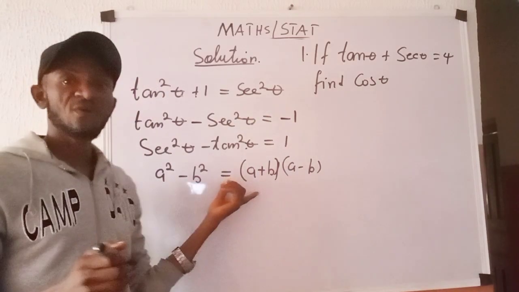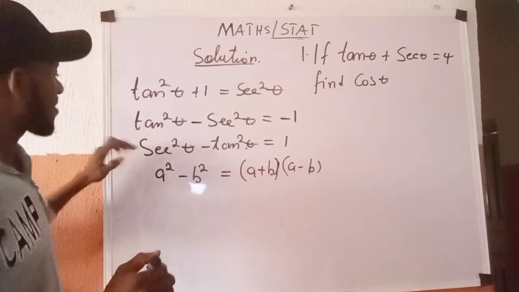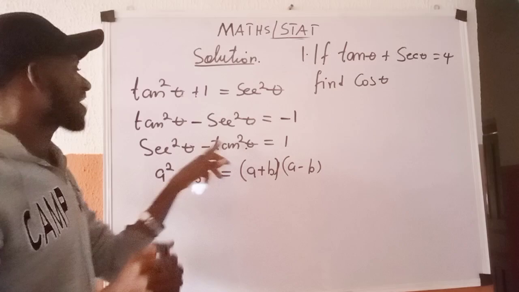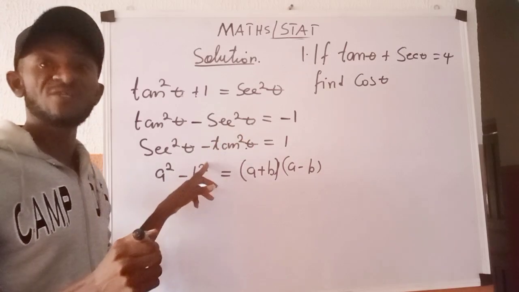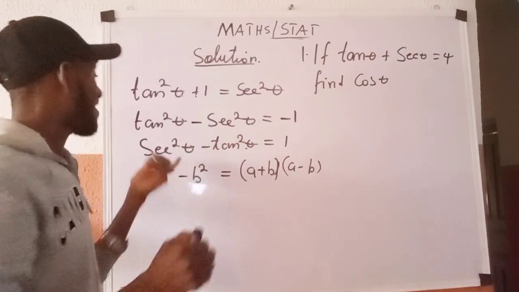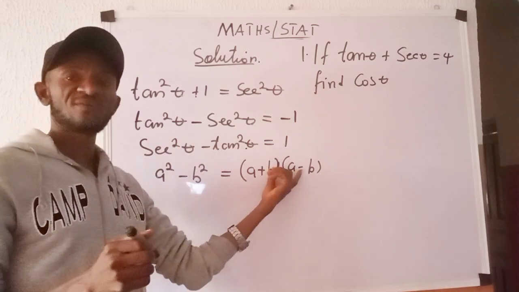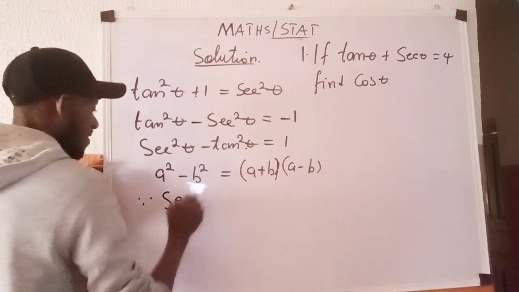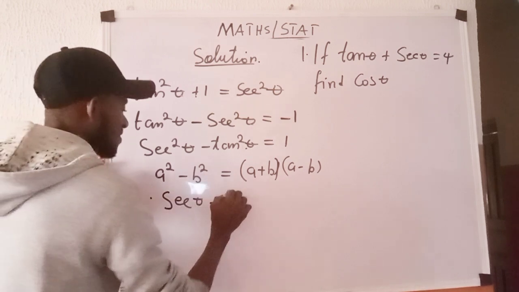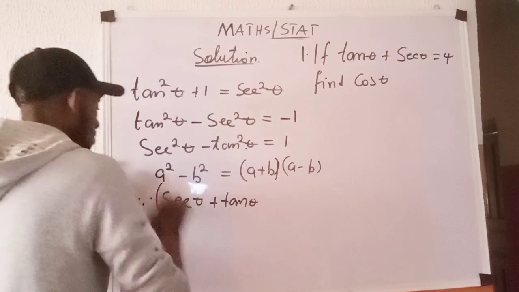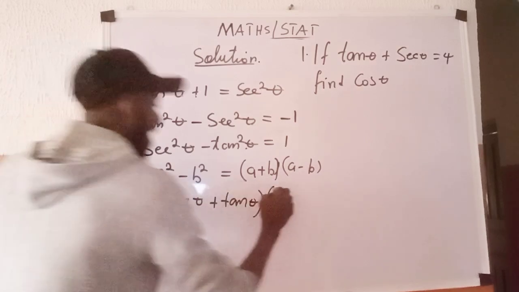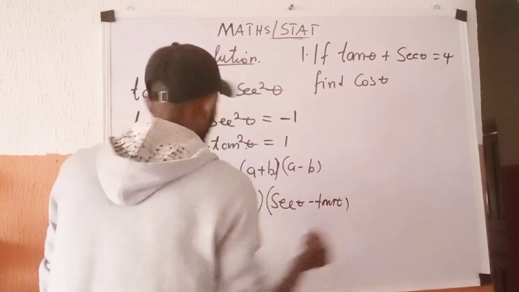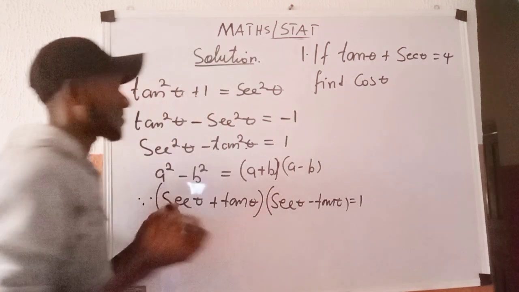And if you can remember this, of course, we return back here. We are looking at sec squared theta as if it were a squared. We are looking at tan squared theta as if it is b squared. And on that note, we can express this the way we express this one. So I will now say, therefore, what I have here becomes sec theta plus tan theta, open and close, open again, I have sec theta minus tan theta equals 1. That is now what I have.